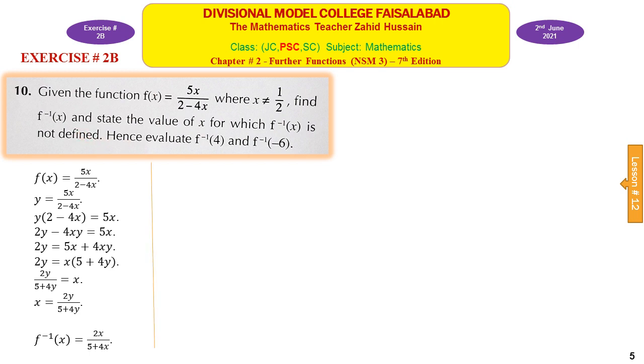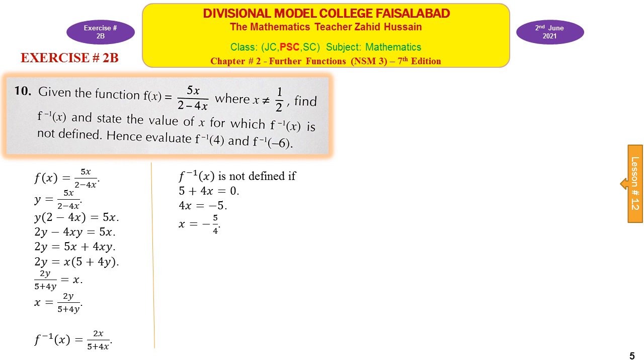So any function which is a rational function cannot be defined when the denominator of that function or fraction is 0. So the inverse function of the function f is not defined when 5 plus 4x will become 0. So solving this equation, you can find the value of x, which is equal to minus 5 by 4.